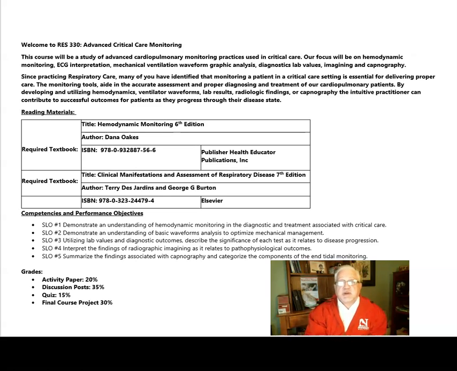Since you've been practicing respiratory care, many of you have identified that monitoring patients in the critical care setting is essential for delivering quality respiratory care and critical care. These monitoring tools aid in the accurate assessment and proper diagnosing and treatment of our cardiopulmonary patients. By developing and utilizing hemodynamic monitoring, ventilator waveforms, lab results, radiologic findings, and capnography, the intuitive practitioner can contribute to the successful outcomes for their patients as they progress through their disease state.